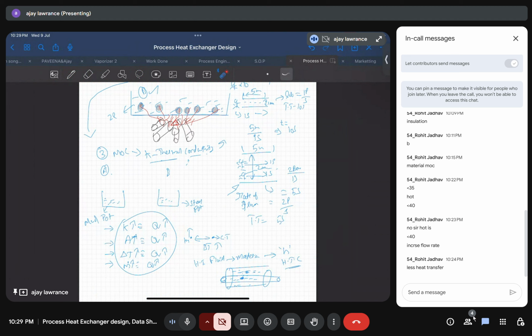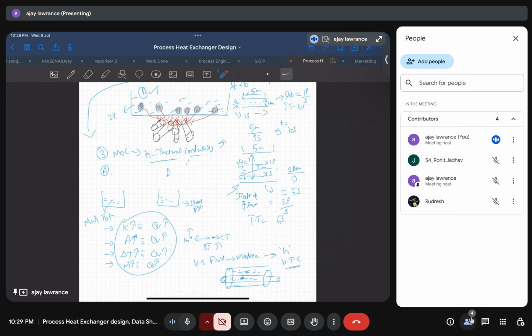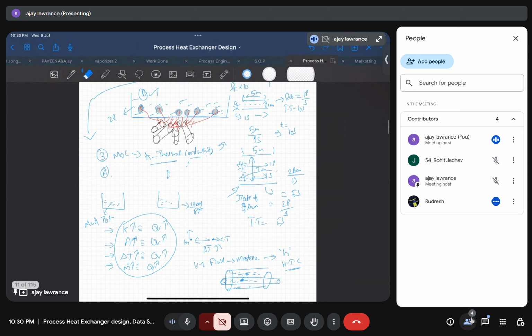Only two people are attending. I'm planning, actually, Rudresh and Rohit, this English class is getting attended by only 5 members. So what I'm planning is, instead of having alternate classes, weekend classes for the English batch alone. For example, I can take 2 hours.